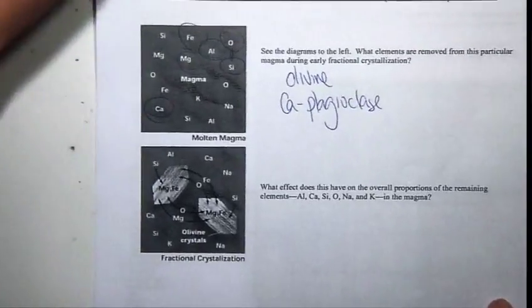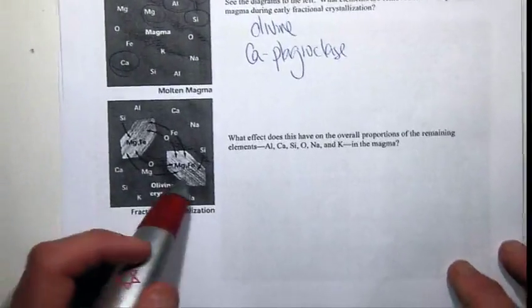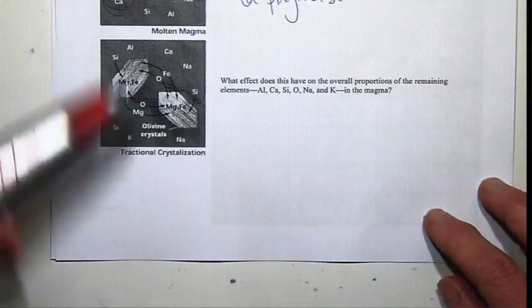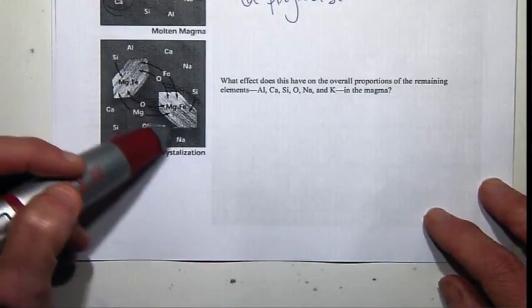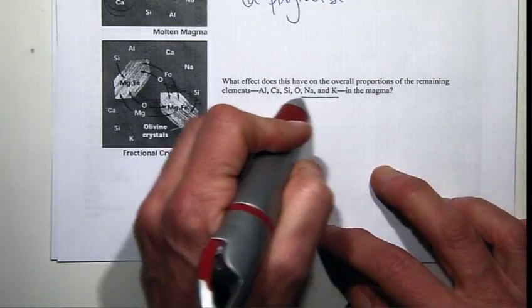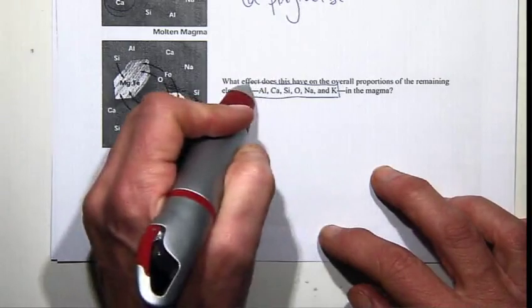So, what's the next question then? All right, this is suggesting that we've just made olivine at the very first. So it's the same magma. We've fractionally crystallized some olivine, and the question is, what effect does that have on the overall proportions of the remaining elements in the magma?